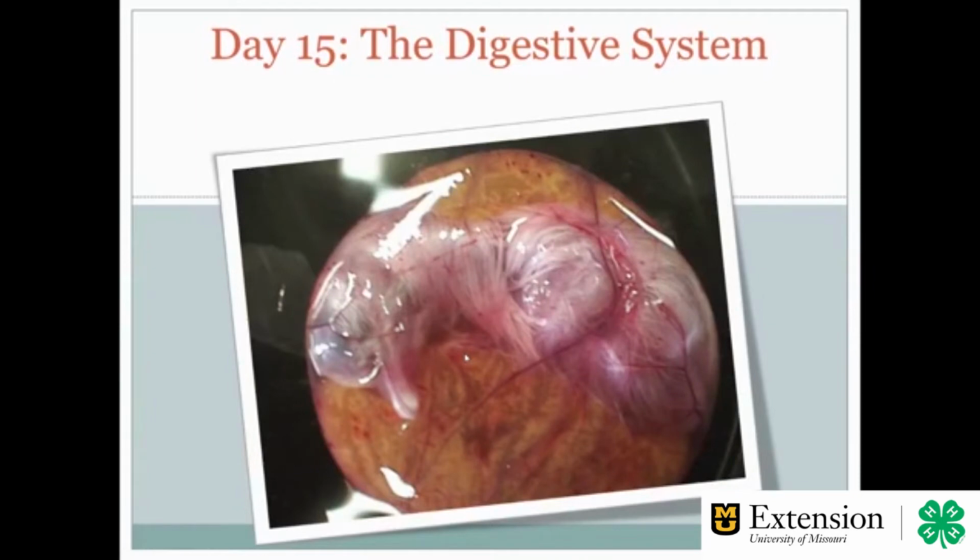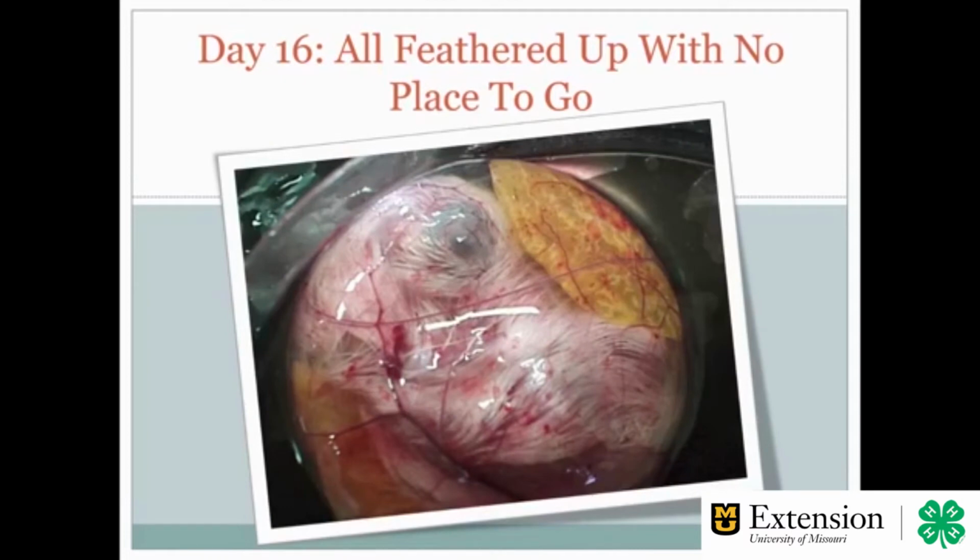On day 15, the small intestines are actually in the yolk, and the yolk is being used for the nutrition that the chick needs to develop. And so up until day 14, the small intestines are actually inside the yolk and not inside the abdomen of the chick. And so on day 15, those small intestines actually are taken into the body from the yolk. Day 16, all feathered up with no place to go yet. The chick is fully covered with feathers now.